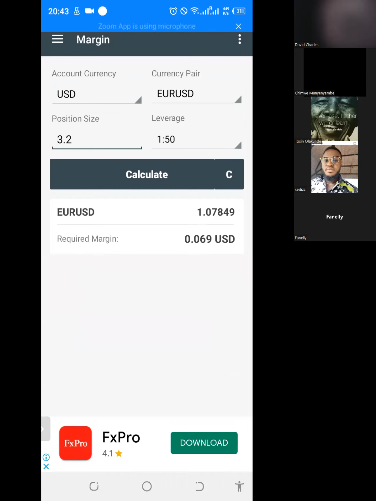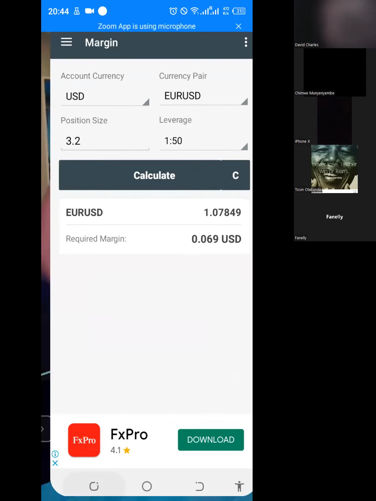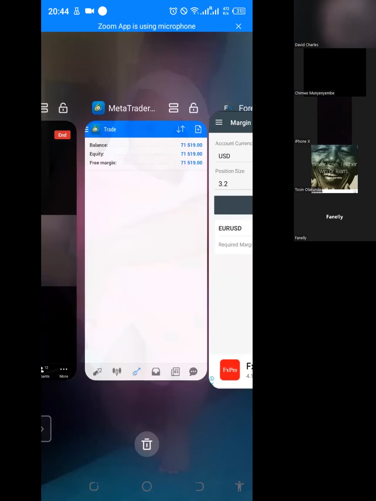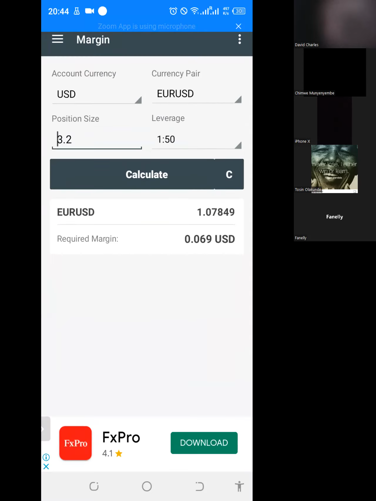You must need to have this per lot size. Like every lot of 3.2 is going to require 0.069. So depending on the positions that you're going to put on the market, it will determine the amount of money that is needed. Mine is connected to my balance here, which is 71,519. So if I entered like that, every position will require 0.069. You see, it will require that.